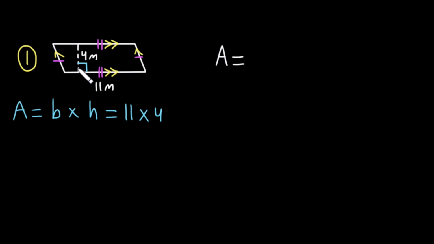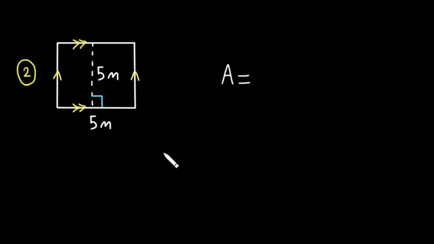If you see this 90 degrees angle, you have to know this is the base and this is the height. So here 11 multiplied by 4 is 44 square meters. So the area of this parallelogram is 44 square meters. Now let's take another example.